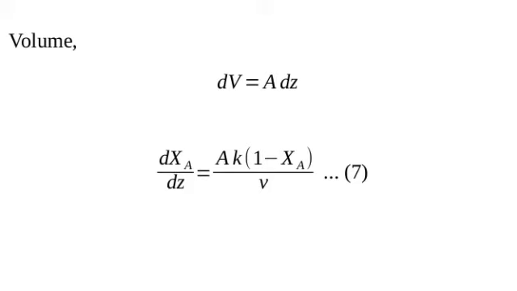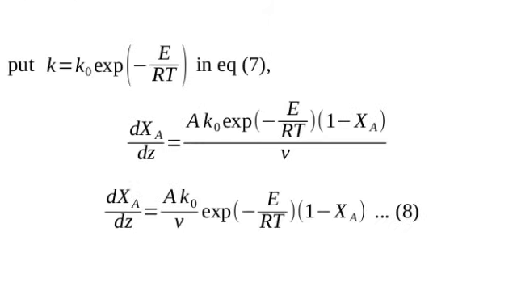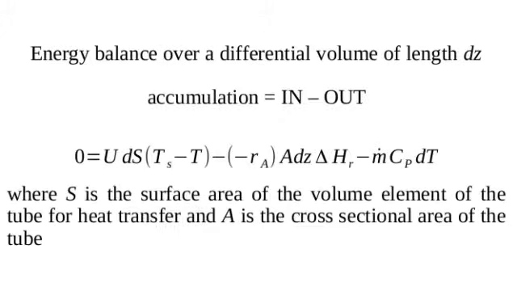Then the differential volume is cross-sectional area multiplied by the differential height, and when you put the value of dV into the previous equation, you will get this equation number 7. Now in equation number 7, put the expression of the rate constant, and after some manipulations you will finally get equation number 8. When our mass balance is done, we will do the energy balance, and here also we will do it over a differential volume of length dz. As you already know, accumulation is equal to in minus out, and put all these values.